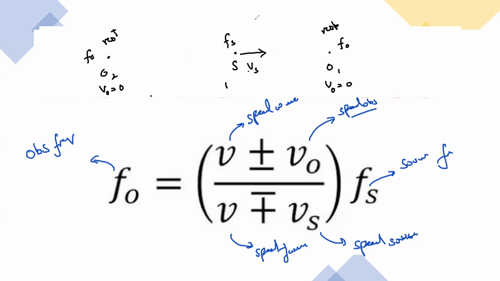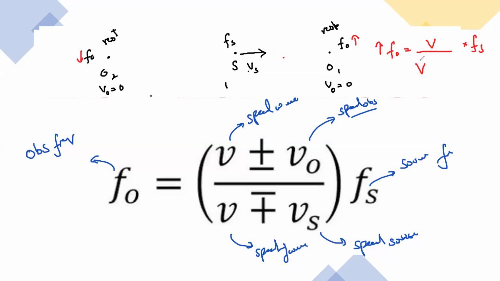Now, as we know that the source is moving towards observer 1, the frequency received by observer 1 will be higher, whereas the frequency received by observer 2 will be lower. So we have the formula for the observed frequency. This V naught is 0 because the observer is stationary, so this will be Vs divided by V. Now should it be plus or minus? How will I know? Because the observed frequency is higher.